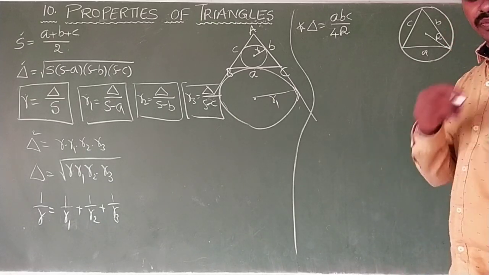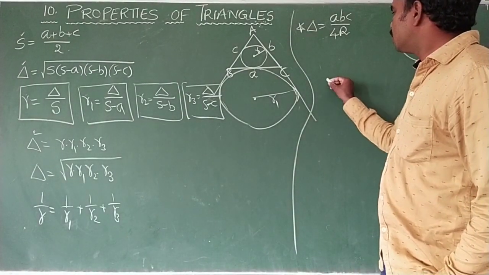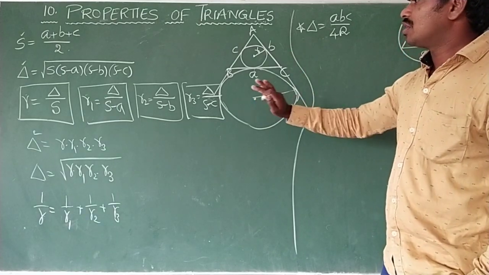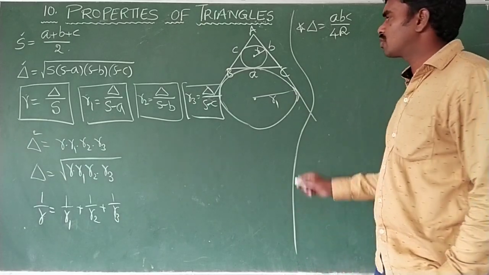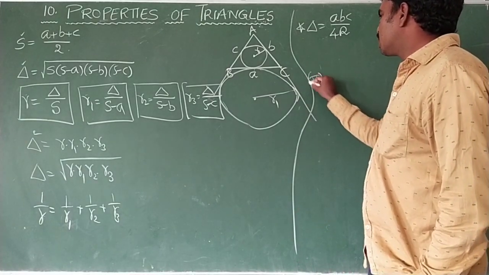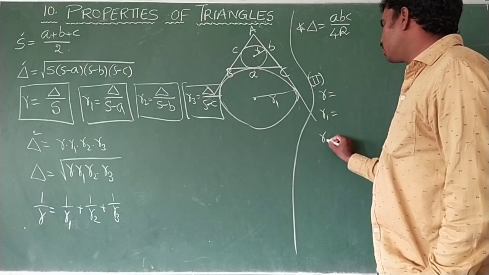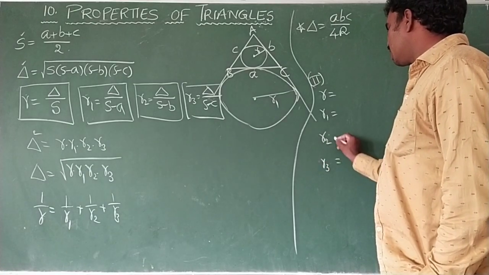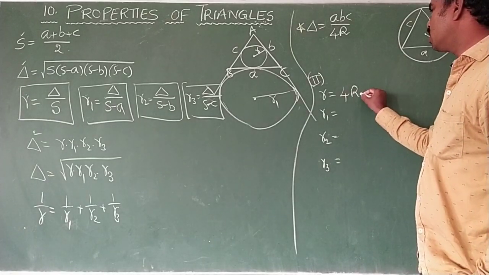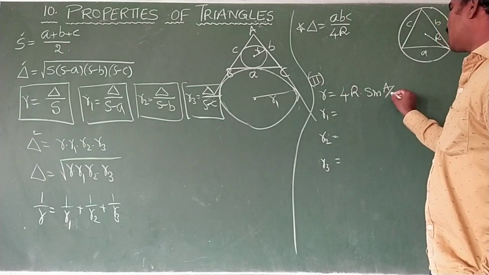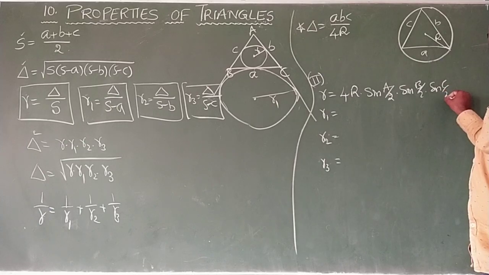Okay. So next, the last 4 formulas I would like to give. These formulas help for the first 3 7 marks questions. Those are very important questions. Then the second stage formulas: small r in terms of trigonometry, small r1, r2, r3. It involves trigonometric functions: r equals 4R sine A by 2, sine B by 2, sine C by 2.